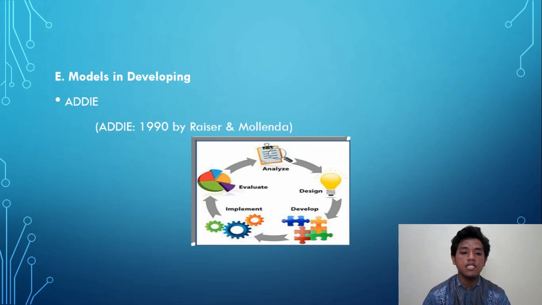Next point is models in developing. First is ADDIE. ADDIE in 1990 by Reiser and Molenda has 5 words. They are: Analyze, that is needs, requirements, task, and participants' current capabilities.